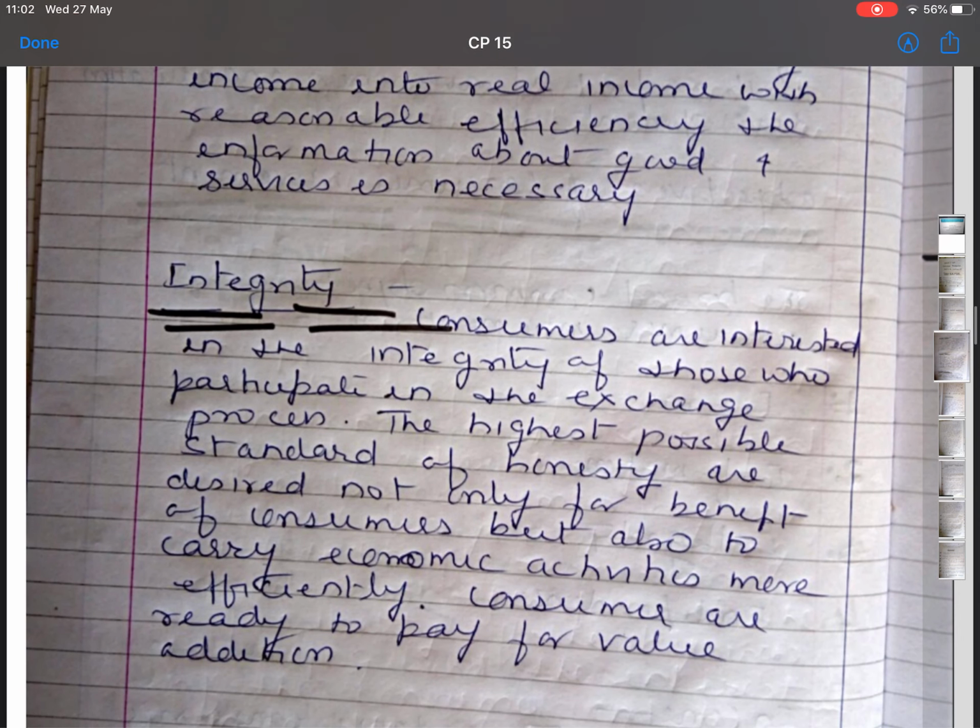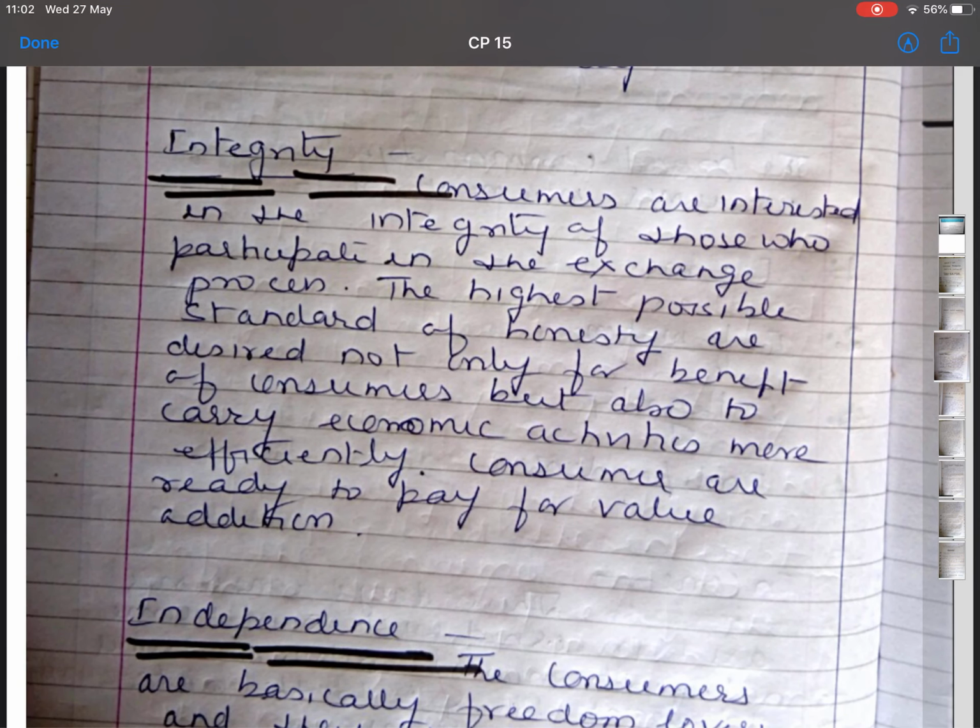The third one is integrity. Consumers are interested in the integrity of those who participate in the exchange process. The highest possible standards of honesty are desired not only for the benefit of consumers but also to carry economic activities more efficiently. Consumers are ready to pay for the value addition by the producers as well as the sellers. They want the business transaction to be transparent and like to have a win-win proposition.